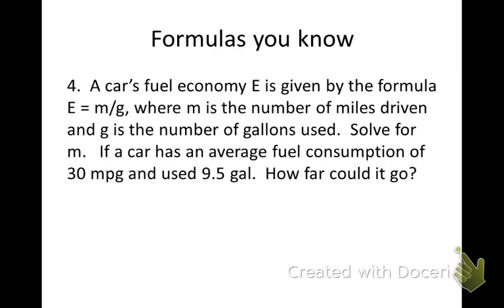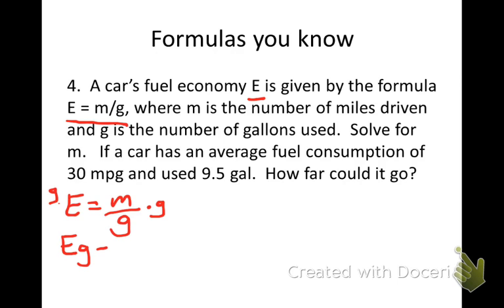Well, we're going to be given a car's fuel economy, which we're designating with E, given by this formula. M divided by G. M stands for the number of miles driven. G is the number of gallons. So the first thing it says is solve for M. So if I want to get M by itself, it's being divided by G, so I would multiply both sides by G. I am going to put the E first, doesn't really matter, but there's my formula. EG equals M.